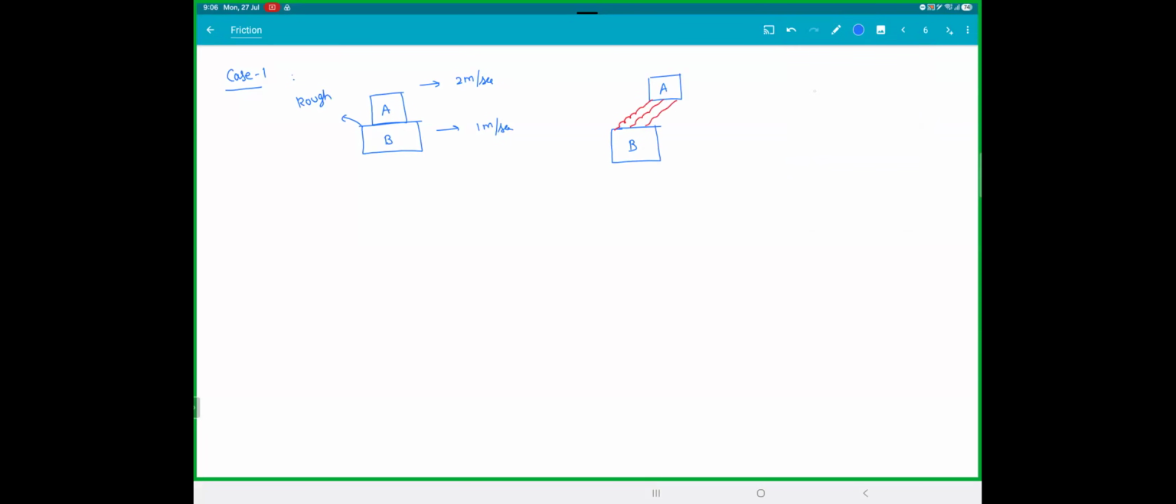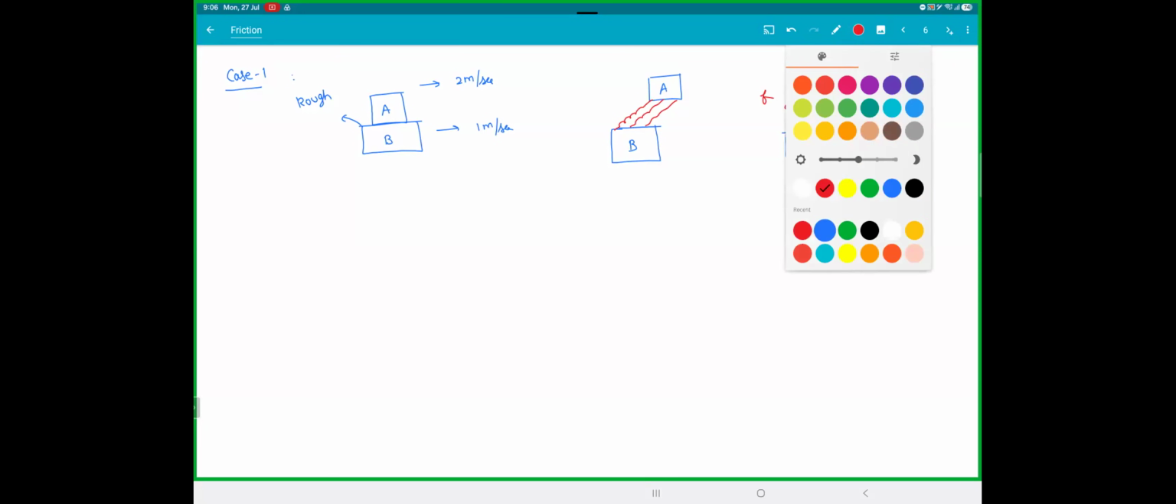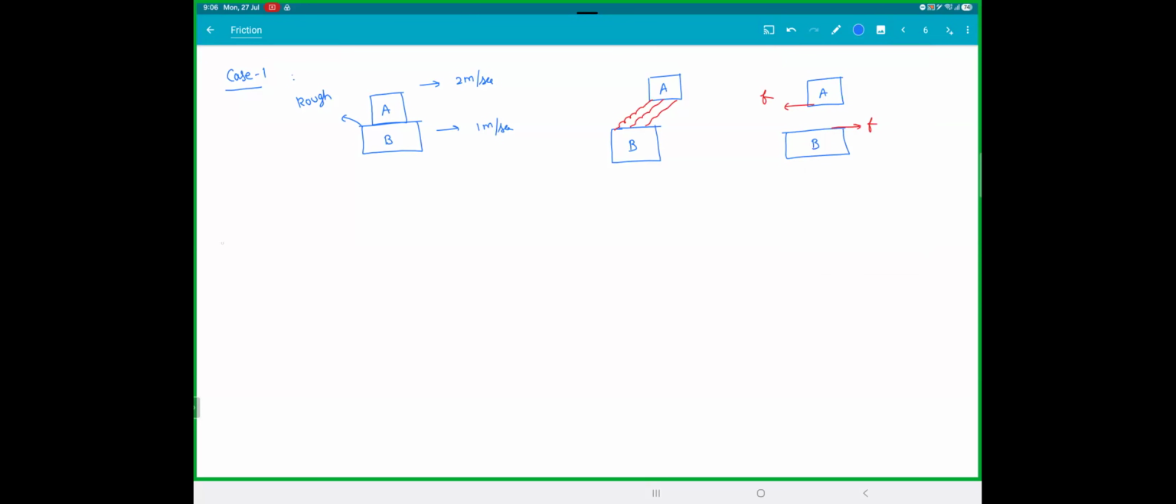They pull. So on A, the friction will be backward. On B, friction will be forward. Understood the logic? If there is no friction between A and B, A would have gone ahead and B would have stayed there. B would have gone slower. So friction will oppose A and support B. That's it. That's the whole idea there.